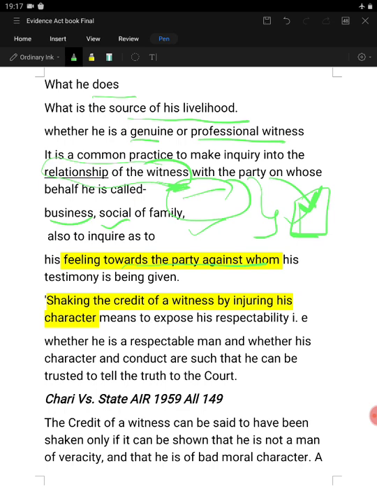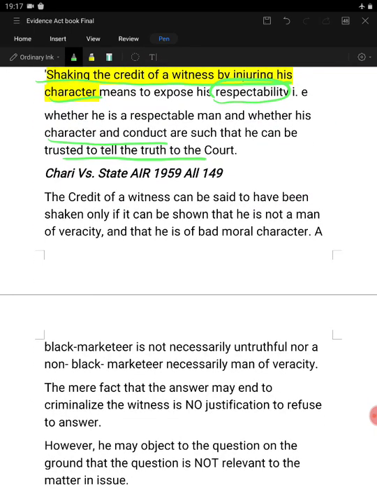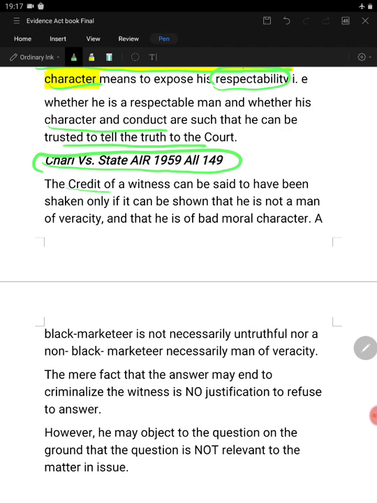Then the third is questions seeking to shake the credit of the witness by injuring his character, that is, to determine his respectability, whether his character and conduct are such that he can be trusted to be telling the court the truth. In a case called Chari versus State, AIR 1959, it was said that the credit of a witness can be said to have been shaken only if it can be shown that he is not a man of veracity and that he is of bad moral character.